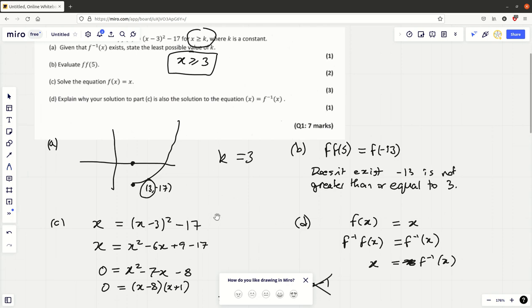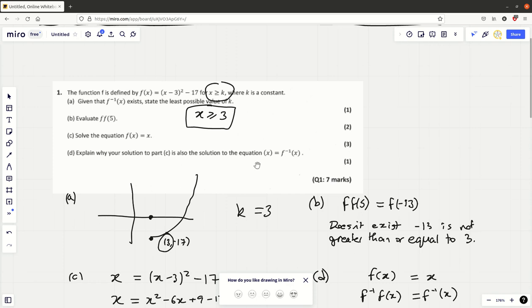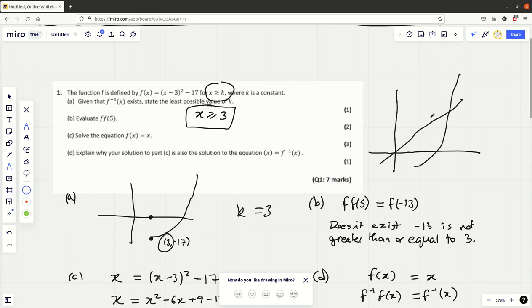The geometric interpretation, which is another way of looking at it: when you solve f of x equals x, you're actually going to get the same answer as x equals inverse f of x. And that's because functions are reflections in the line y equals x when you take their inverse. So let's say our original function looks like this. Our inverse function is going to look like that. And they will hit the line y equals x. So this is f of x, and this is the inverse of f. They're going to hit the line y equals x at exactly the same x coordinate. So that's another way you can explain part D.